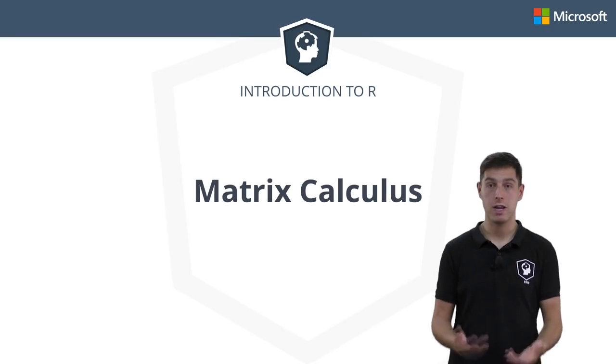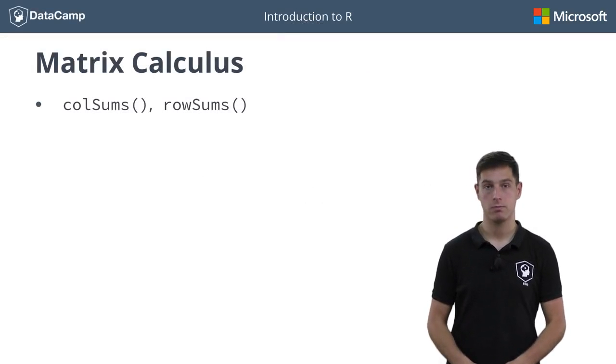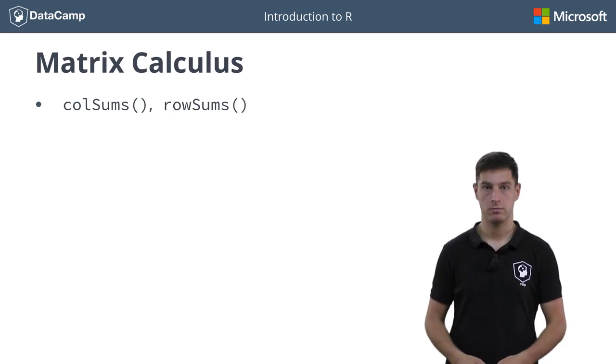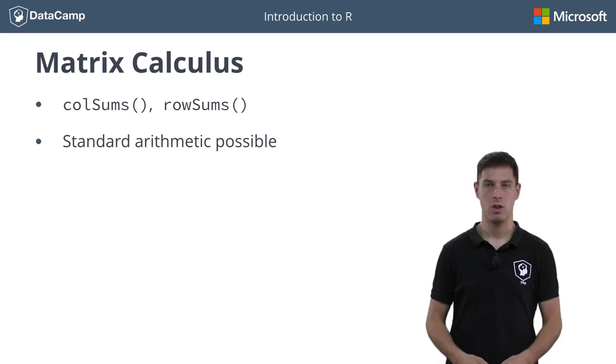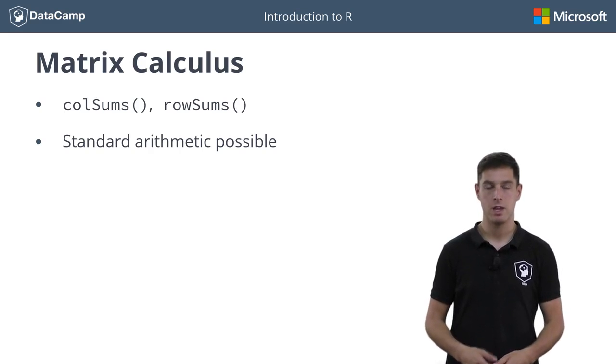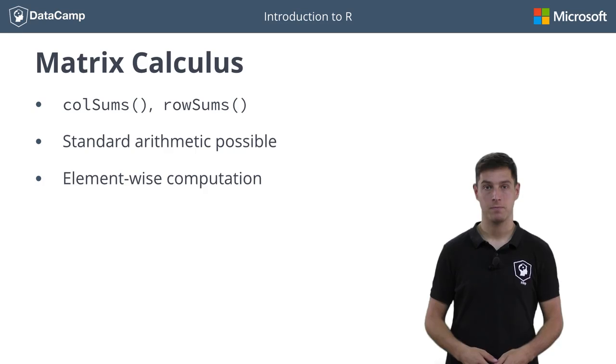Throughout the exercises on matrices, you have already bumped into the colSums and rowSums functions. The colSums function, for example, took the sum of each column and stored the result in a vector. Apart from these matrix-specific math functions, you can also do standard arithmetic with matrices. Remember how you could do all the typical arithmetic operations on vectors? Again, it's exactly the same thing for matrices. All computations are done element-wise.